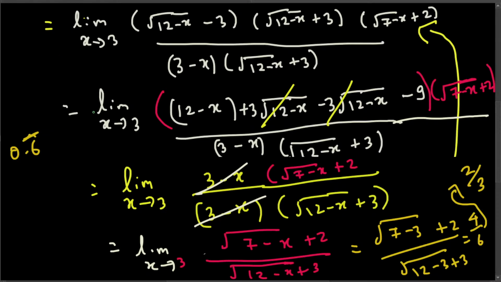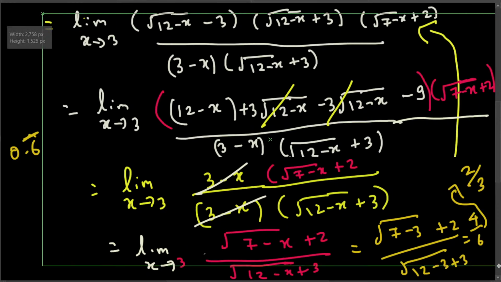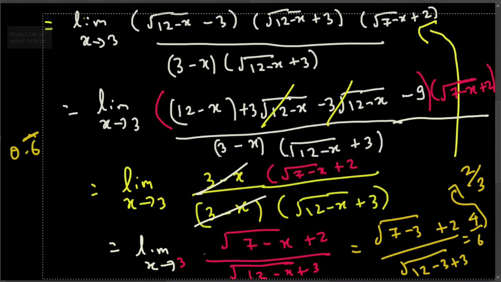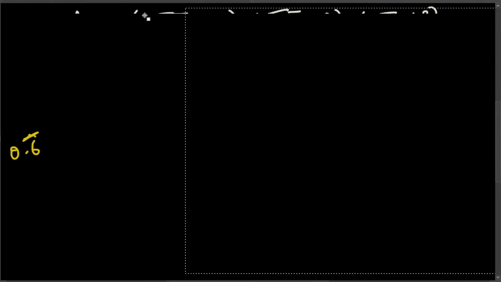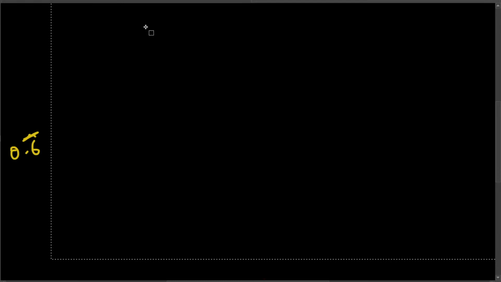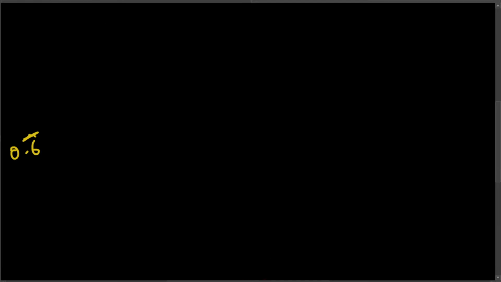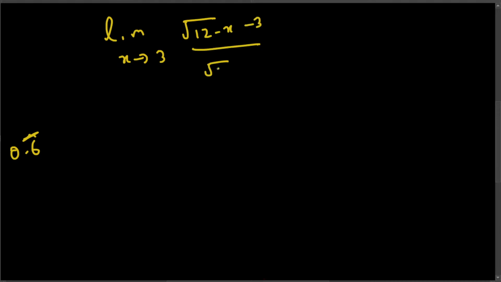And we can also actually test whether it's right. To test this one, I bring the question back, the original question we had in the beginning. The equation that is given to us is this: limit as x approaches 3, and we had the square root of 12 minus x, minus 3, divided by the square root of 7 minus x, plus 2. We had this one as our limit function.